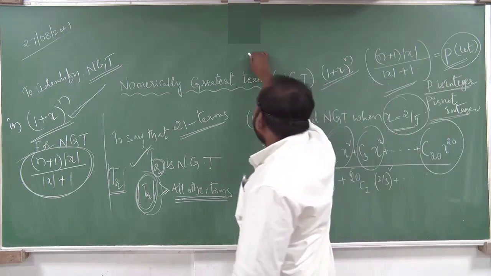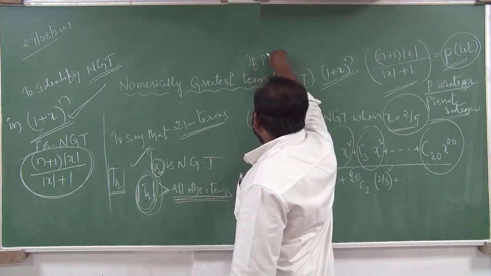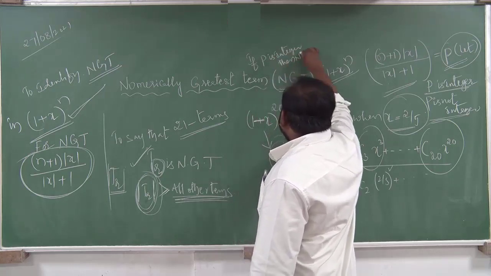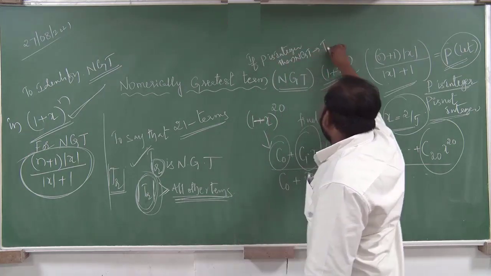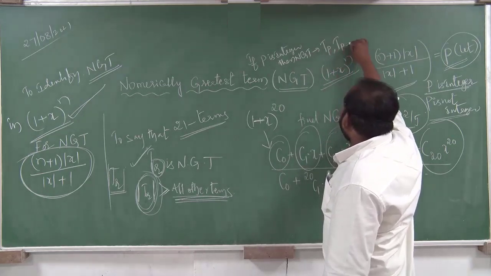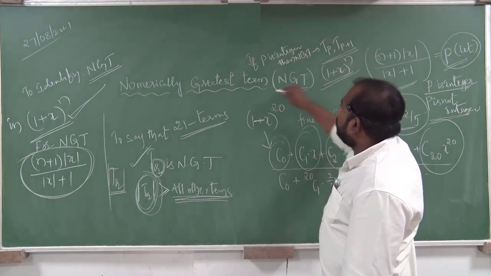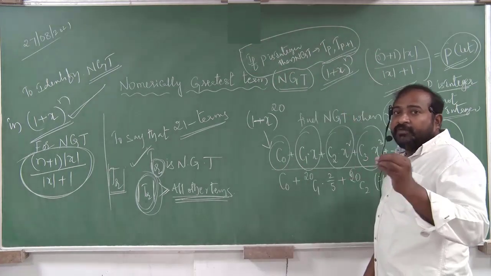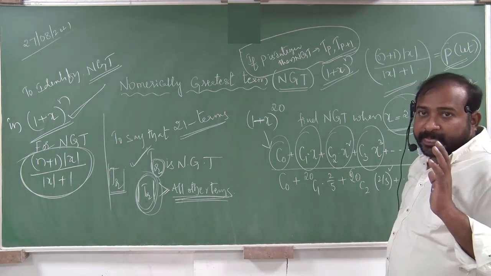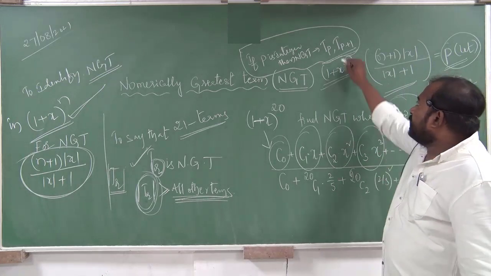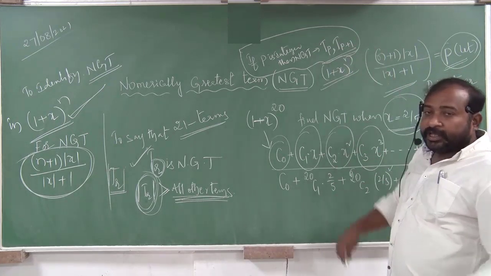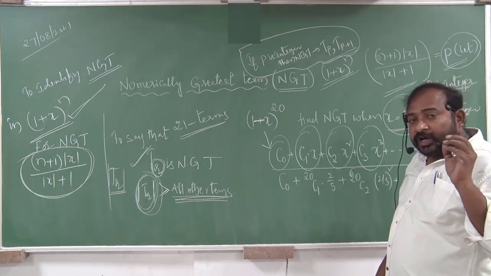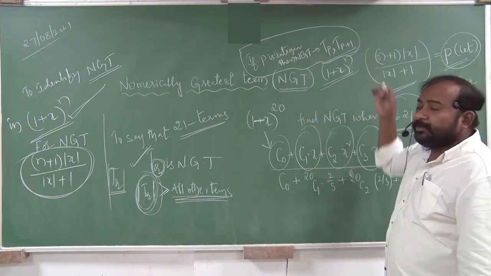Listen, if p is an integer, then the NGT is given by Tp, Tp+1. Remember this method. This is the point. If p is directly an integral value, then there exist two numerically greatest terms, which are given by Tp, Tp+1.